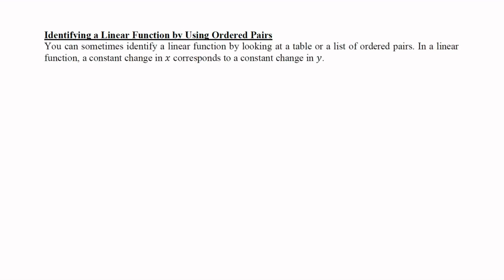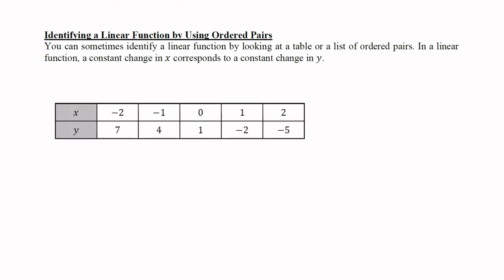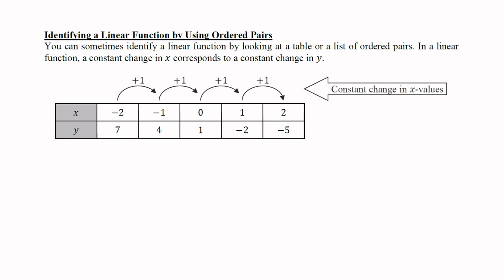You can sometimes identify a linear function by looking at a table or a list of ordered pairs. In a linear function, a constant change in x corresponds to a constant change in y. So here's a table of values. If we take a look at the x values, each time along the list of x values, we add 1. This is a constant change in your x values.